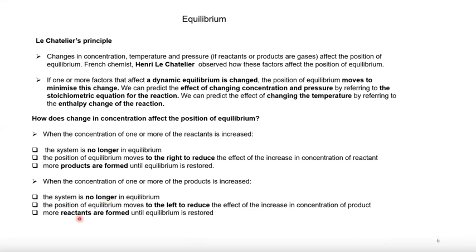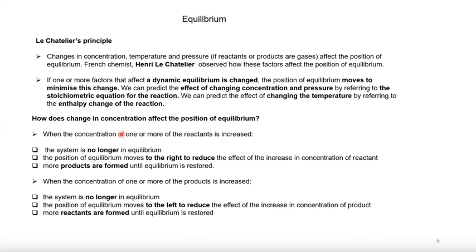Well, change in concentration, temperature, and pressure, if reactants or products are gases, affect the position of equilibrium. And this effect has been studied by Henry Le Chatelier. So we will use his law, his observation, and see how a dynamic equilibrium system changes. If one or more factors affecting the dynamic equilibrium are changed, the position of equilibrium moves to minimize this change. We can predict the effect of changing concentration and pressure by referring to the stoichiometric equation of the reaction, and we can predict the effect of change in temperature by referring to the enthalpy change of reaction. We discussed enthalpy in another lecture.